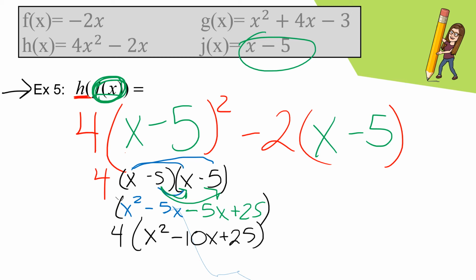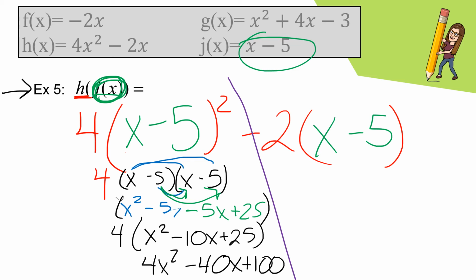And now I can distribute that 4 because that 4 is being multiplied by everything. Oops, 4dx plus 100. Let me tighten that up a little bit. Now don't forget, I've got that right side over here. I have a negative 2 that I needed to distribute as well. So this becomes a negative 2x plus 10, right? Negative times negative. Therefore, if I bring this down, I have a negative 2x plus 10.